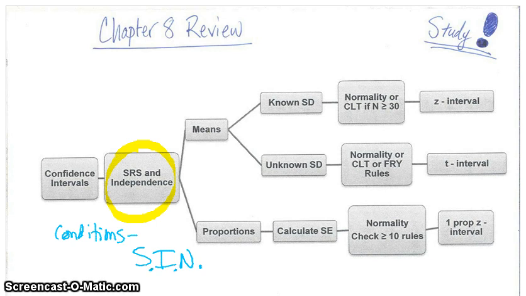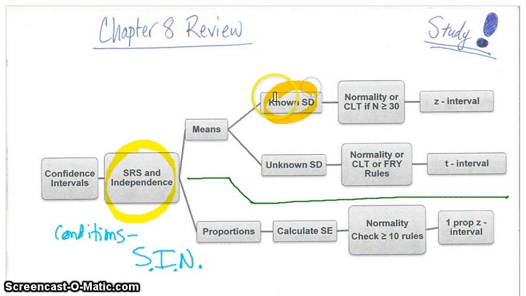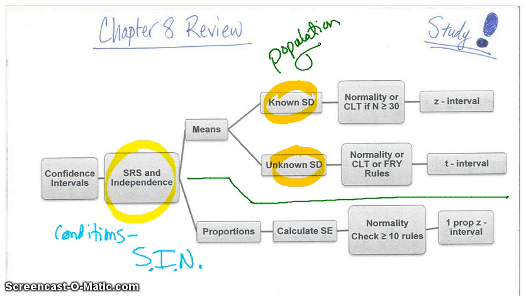Then comes the difference. We have the divergent series between whether we're talking about means or proportions. If we talk about means, we do have the option of a known population standard deviation, sigma. If we know it, we jump straight into using our z interval, and our normality is either given, the population is approximately normal, or we can say that n is greater than or equal to 30.